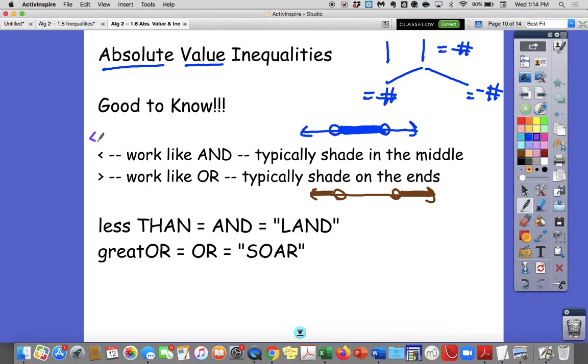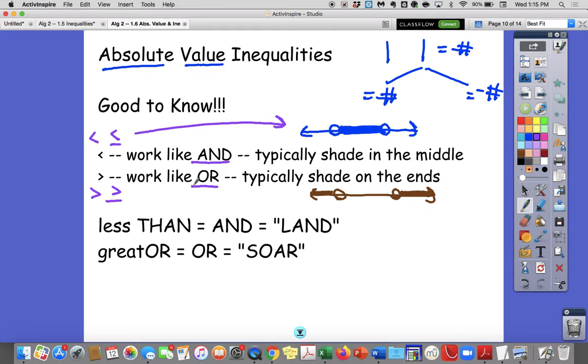It works beautifully how it matches. Less than, or less than or equal to, the equal to doesn't change anything. If it's less than in any form, it's going to match how the ands work. So less than shades in the middle. Greater, or greater, I end up saying it that way because I want you to hear the or. It works like an or, and it shades on the ends.